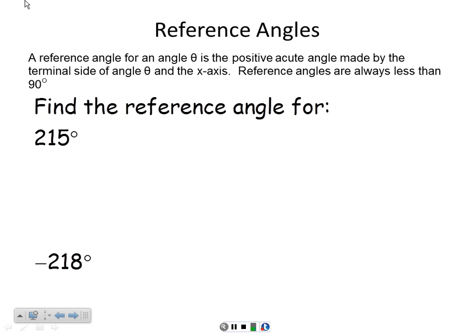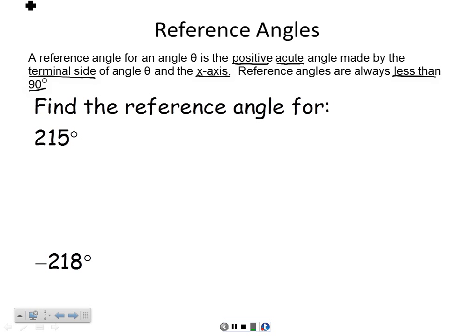Now, in that definition, there are a lot of things that you need to understand. First of all, a reference angle is positive and it is acute, less than 90 degrees, and it's always made with the terminal side of the angle theta and the x-axis. So there's a lot of things going on here. So let's look at the first problem.